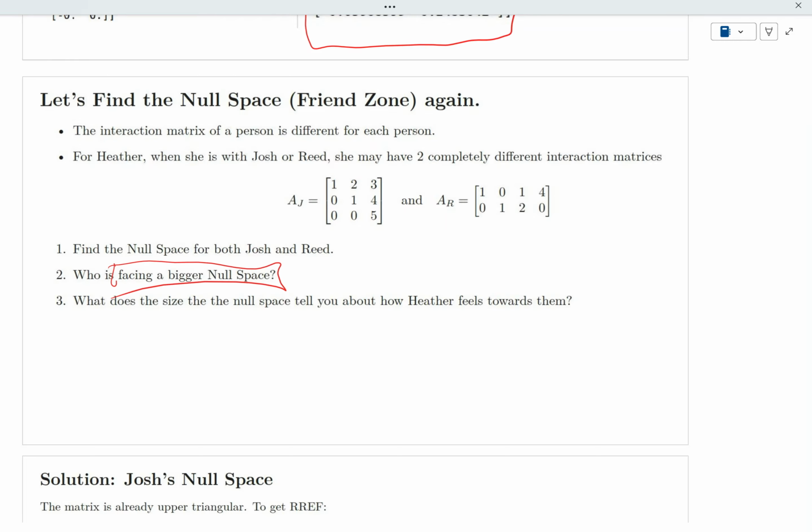What does that imply? Think about what it means if one person has a bigger null space than the other. Then you can think about how Heather feels towards them. So this right here could be a way to understand null space. Okay, pause the video, solve this, and I'm going to move on.